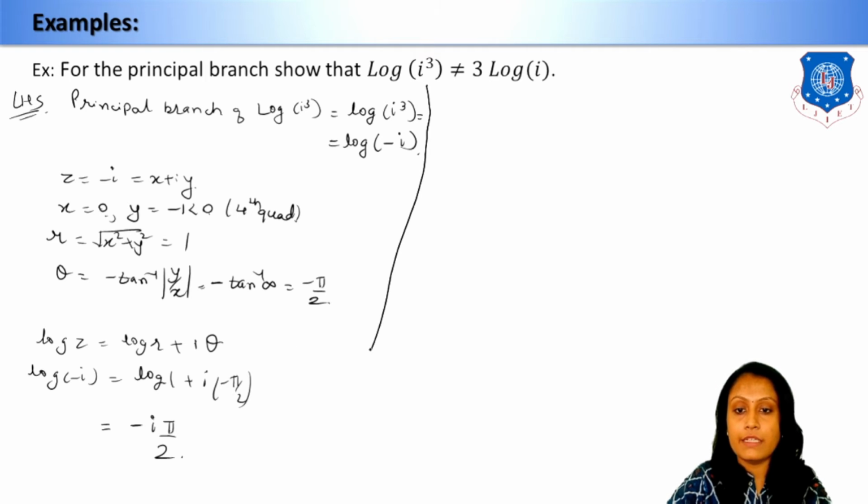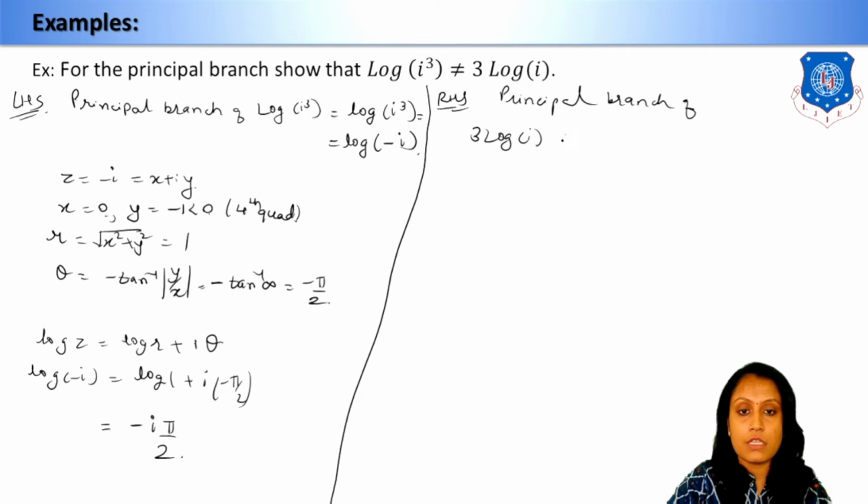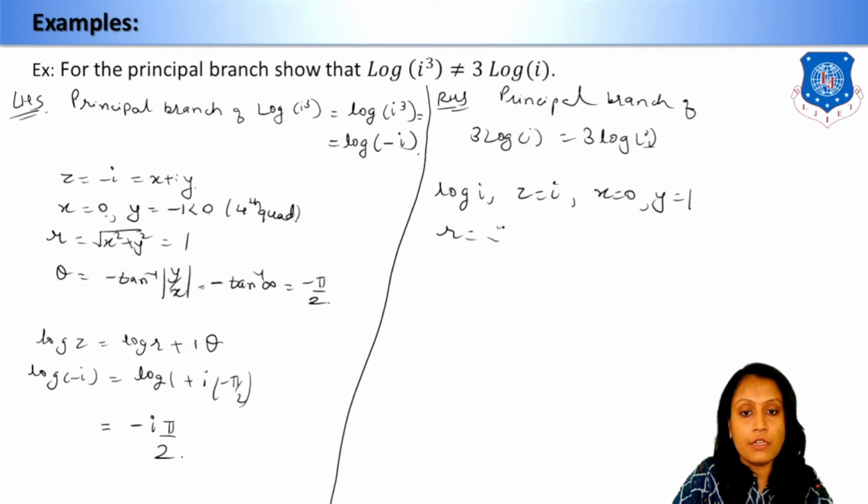Now we have to find the right hand side, okay? So right hand side we need to find, that is principal branch of 3 log I, okay? So this is 3 log small I, right? So firstly we'll find the answer of this log I, okay? So for that z is equal to I, and therefore your x is 0 and y is 1, okay? So r is what? Under root x square plus y square, okay? So answer of r is 1, and theta.